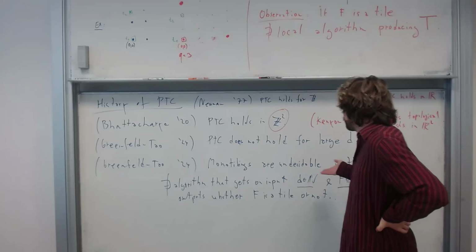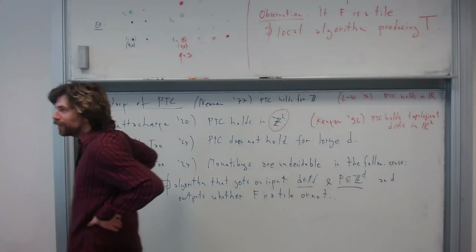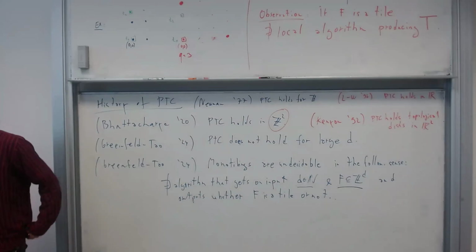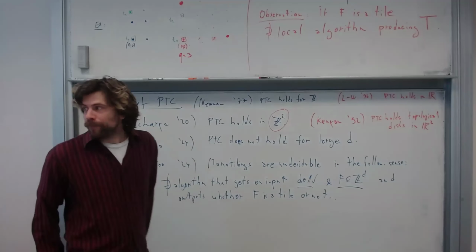I mean, it's not known if it is decidable or not, right? So maybe if it is decidable, even if the PTC doesn't hold, there is some hidden structure that you can use. Do you have a promise it's a tile?